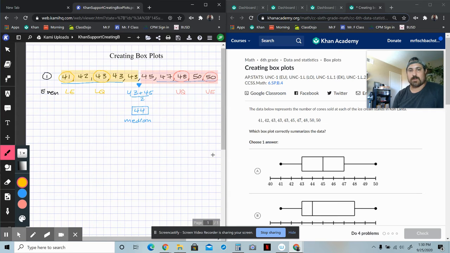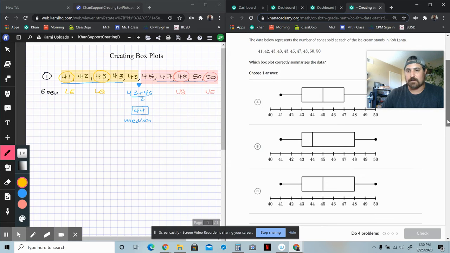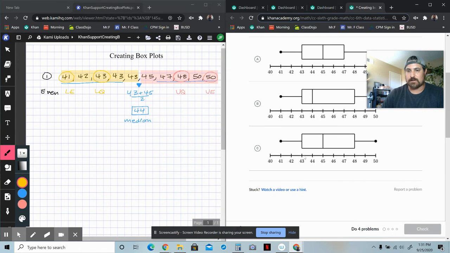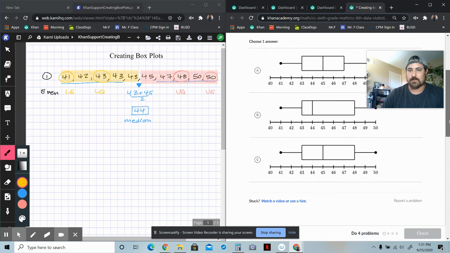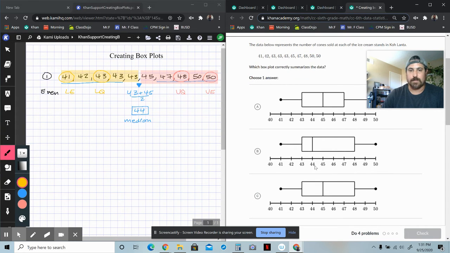So now you're going to put those on our box plot. The box is always from quartile to quartile. So that's what you're looking for. So you're looking for a box that goes from 43 to 48. So that's the first thing I would look for. Okay, this one goes from 43 to 47. I don't like that. This one goes from 43 to 48. That's possible. This one goes from 43 to 48. That's possible. Okay, so we have two possibilities. The A is wrong. And then when we look at this, we want a median of 44, which means we want the line that's going straight down through the box to be at 44.